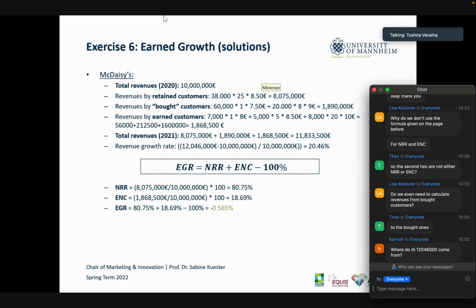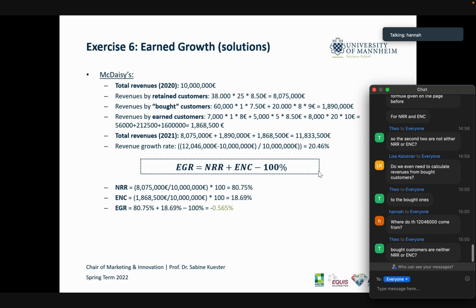Where do the 12,000 come from? I don't know what you're referring to. So for the revenue growth rate, you calculate with 12,046,000.